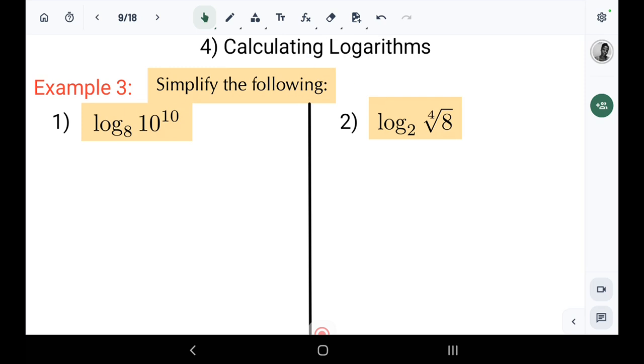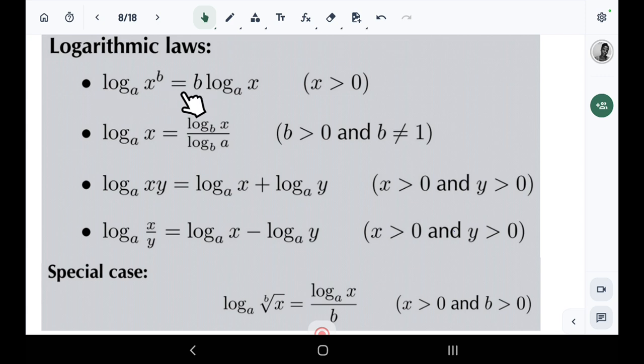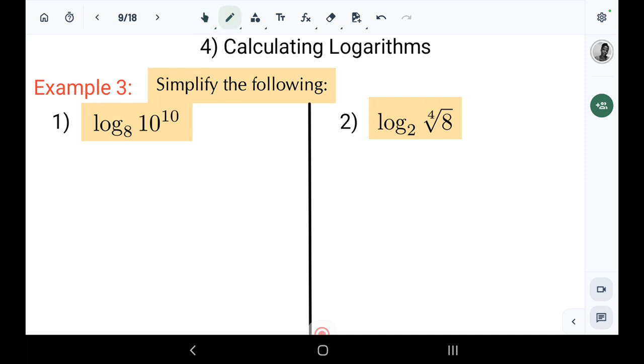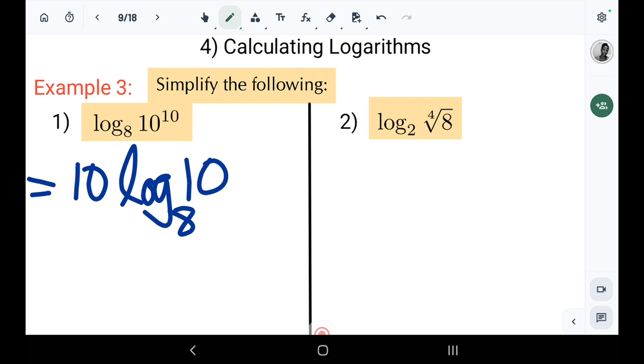Now let's calculate some of the logarithms using the laws that we've just learned. Simplify the following. That's example 3. The log of 10 to the power of 10, all to the base 8. That equals, using the first law that we've looked at, b times the log of x to the base 8. So using law number 1, that will simply equal 10 times the log of 10 to the base 8.